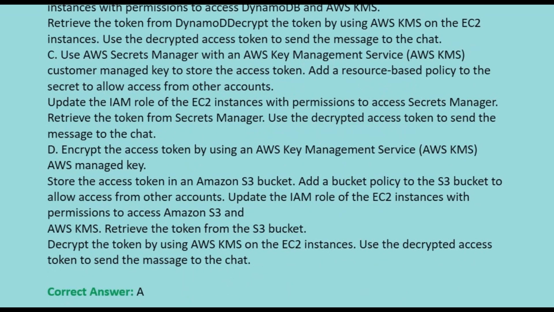Option D. Encrypt the access token by using an AWS Key Management Service (AWS KMS) AWS managed key. Store the access token in an Amazon S3 bucket. Add a bucket policy to the S3 bucket to allow access from other accounts. Update the IAM role of the EC2 instances with permissions to access Amazon S3 and AWS KMS. Retrieve the token from the S3 bucket. Decrypt the token by using AWS KMS on the EC2 instances. Use the decrypted access token to send the message to the chat.